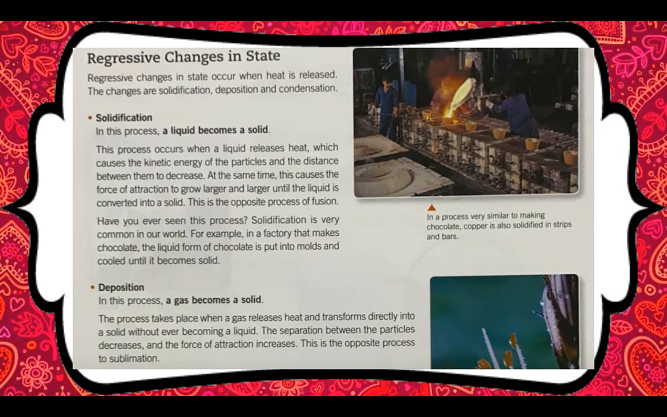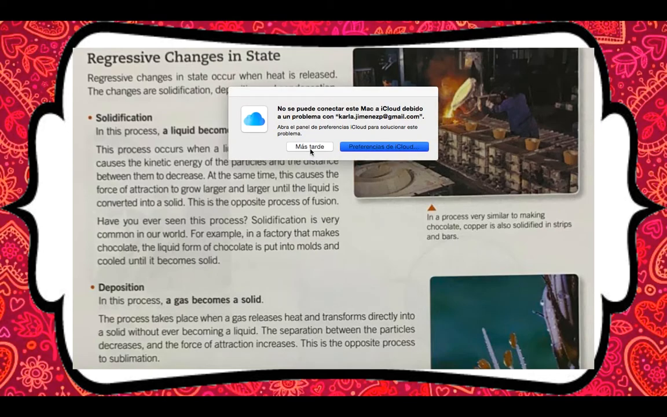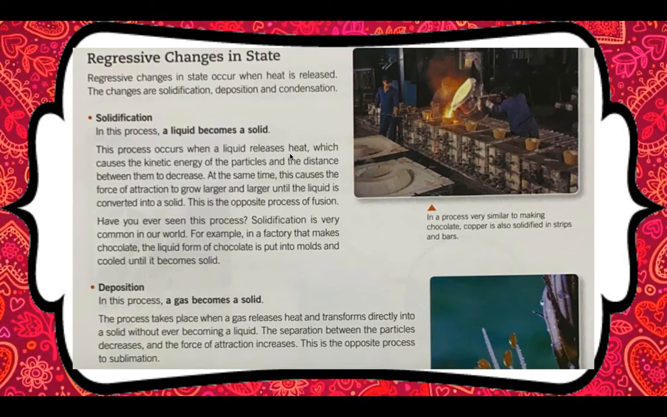Solidification. In this process, a liquid becomes a solid. This process occurs when a liquid releases heat, which causes the kinetic energy of the particles and the distance between them to decrease. At the same time, this causes the force of attraction to grow larger and larger until the liquid is converted into a solid. This is the opposite process of fusion.